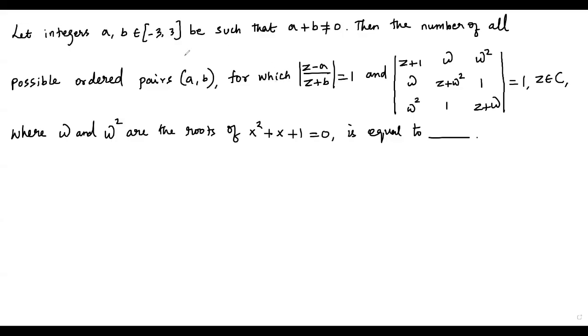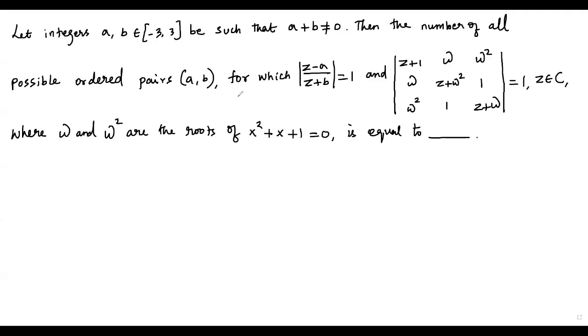Okay, the target of the question is to find the number of all possible ordered pairs (a, b). For that, we have three pieces of information. There is an absolute value equation, and here we have a determinant whose value is 1, and omega and omega square are the two roots of the quadratic equation. Also, a and b must both be integers, and they must be in this closed interval [-3, 3]. Now we have to plan how to solve this problem.